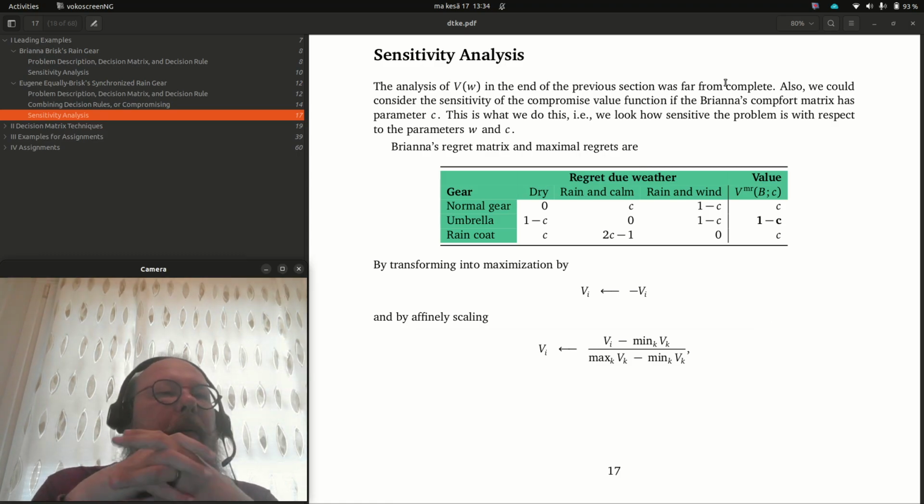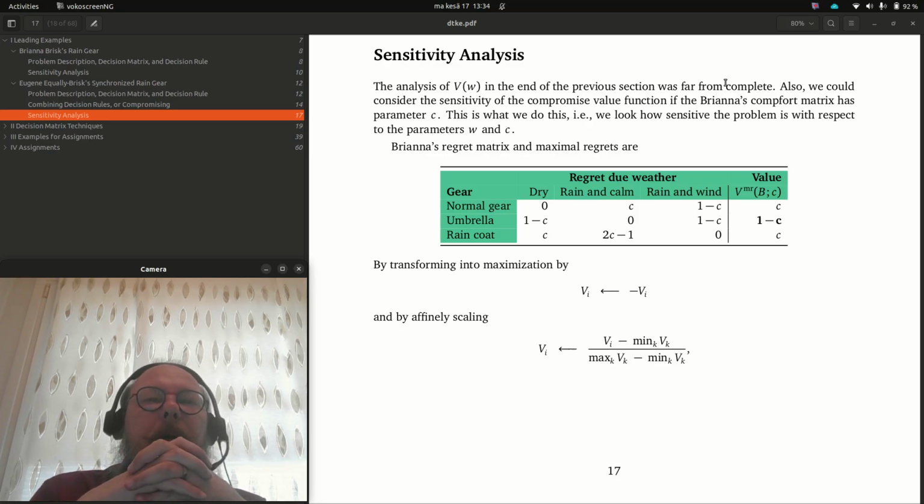And now we have the final section of chapter 2, about the sensitivity analysis. So this is a short story. So what do we do here? We consider the combined or the compromise decision rule, but here we have a sensitivity in the Brianna sense.